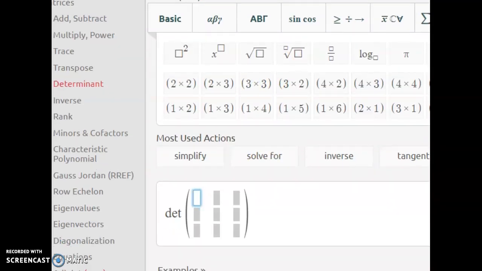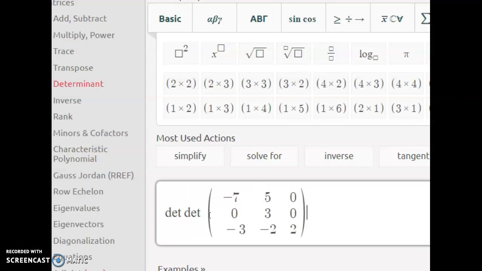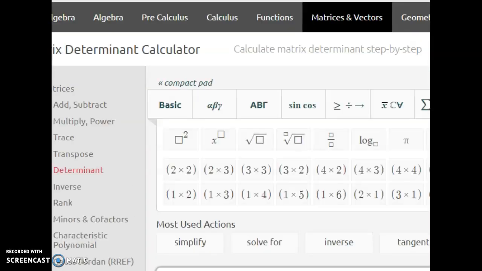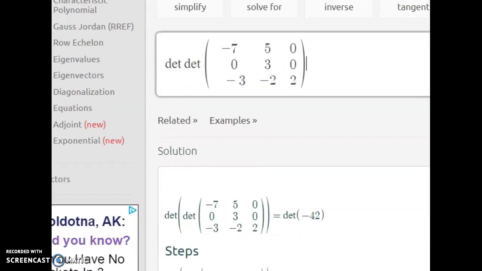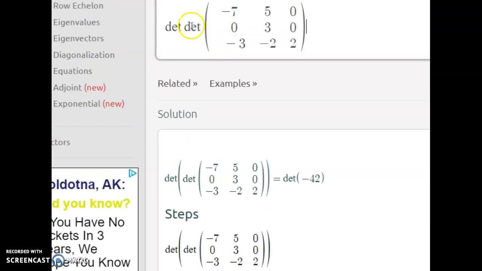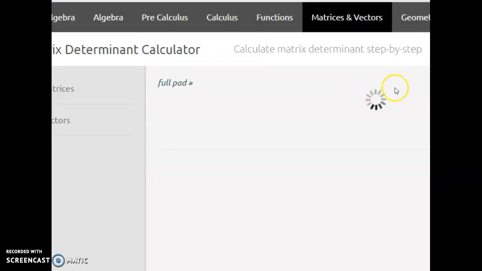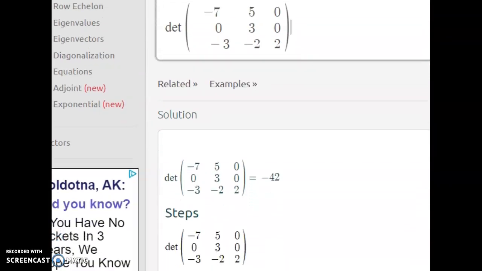So -7, 5, and so on. But of course, again, I got it prepared. So here it is. Okay, hit the go button off screen, and there it is. And then here's the solution. So the determinant is, oh, I did the DT twice. Okay, it looked a little funny. And in any case, the solution is -42.